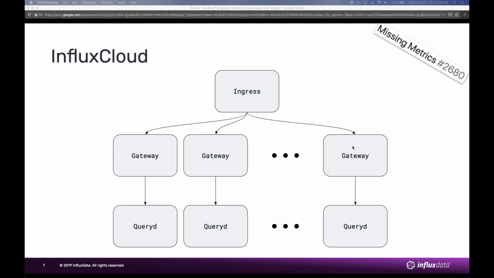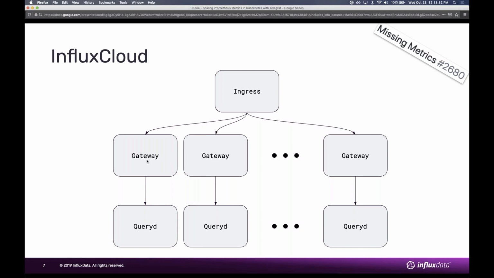Okay. So how does Influx Cloud work? This is our service that we just put out into GA about a month and a half ago. What I'm trying to show here is we have a Kubernetes ingress, and traffic from the outside world comes into this ingress, and it is round robin across our gateways. Gateway, again, is our API tier. So data for writing comes in, queries come in for our Influx database, our time series database. And they're round robin across.